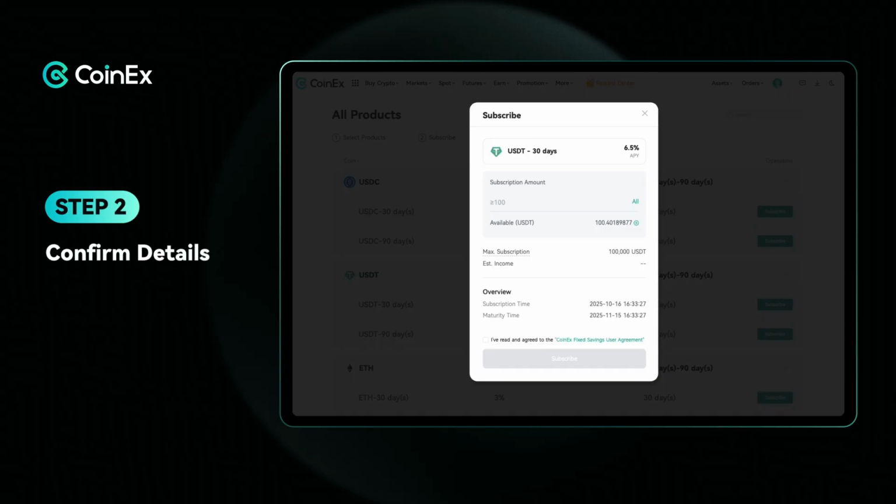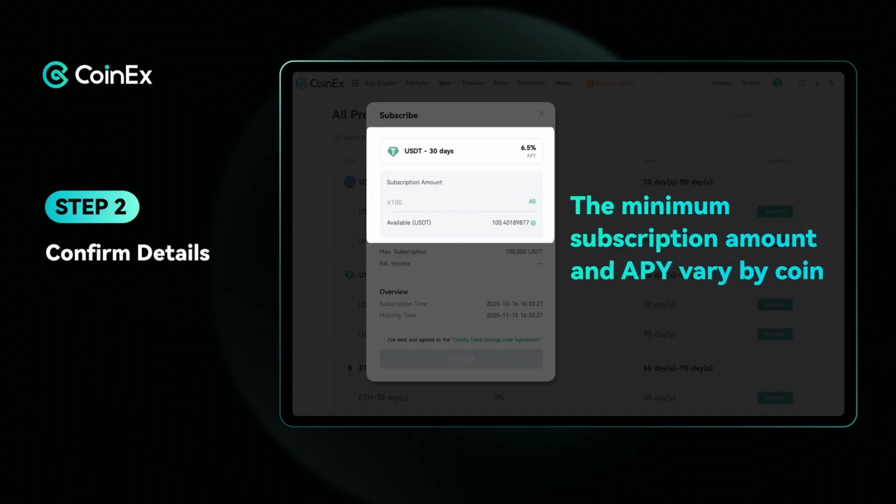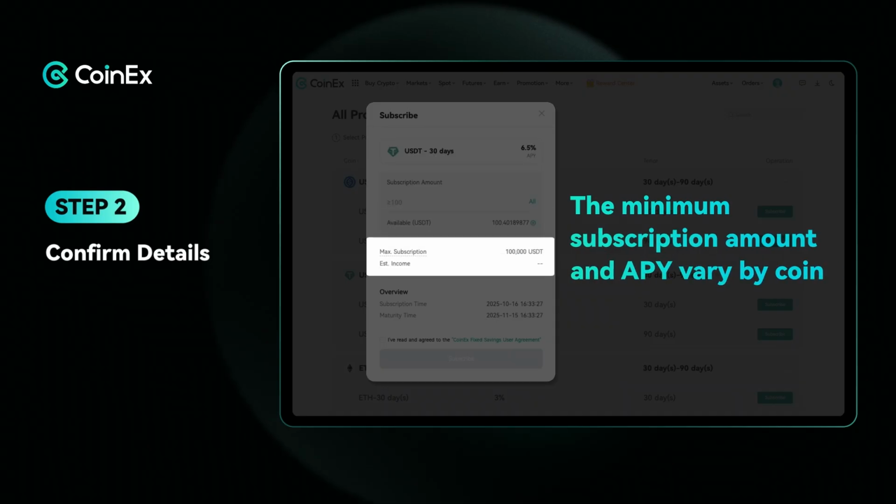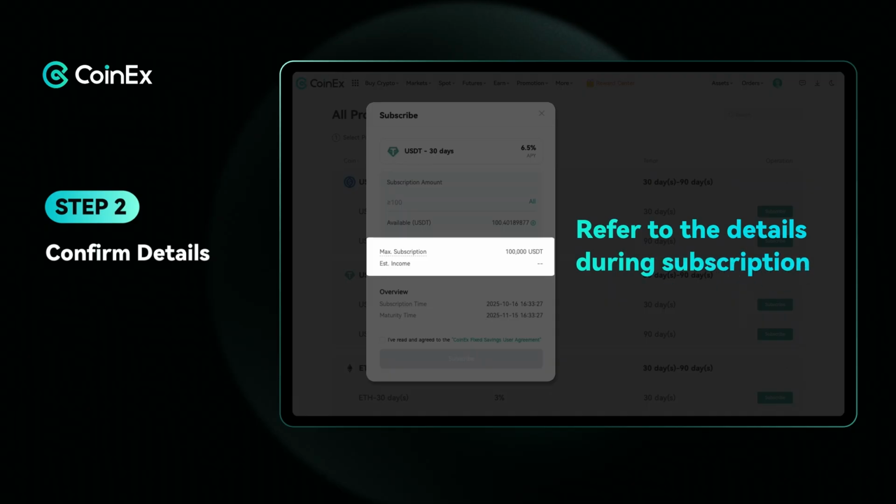Step 2. Confirm details. Please read the detailed information about fixed savings first. The minimum subscription amount and APY vary by coin. Meanwhile, all fixed savings products have a total subscription amount and a maximum subscription amount per person. Please refer to the details during subscription.